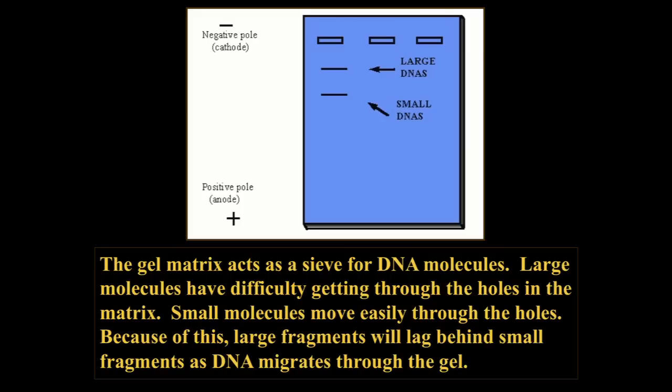So, as I mentioned and shown in the diagram here, large DNAs will migrate very slowly through the matrix as they work their way through. Smaller DNAs will move more quickly. And if you leave this going too long, of course, they will migrate right off of the gel. And every student will do that about once also. If you have the current turned way down, you can leave these going overnight.